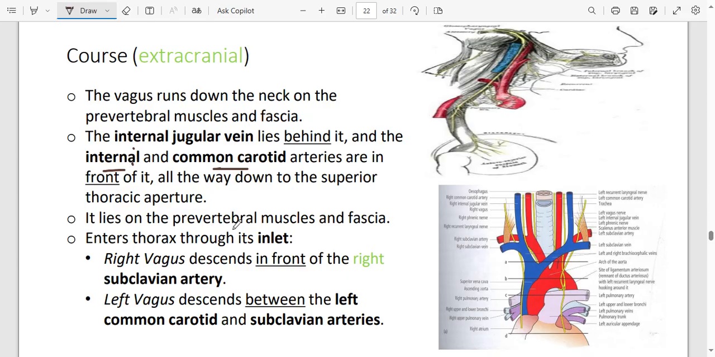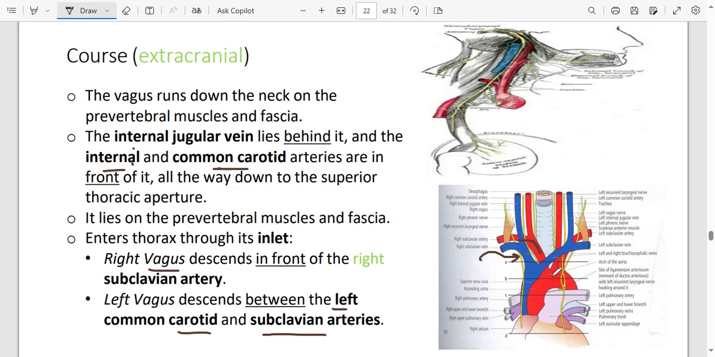And then it lies on the prevertebral muscles and fascia, and enters the thorax through its inlet. The right vagus, this is important, it descends in front of the right subclavian artery. The left vagus descends between the left common carotid and the subclavian artery. Hope you can see how the structure is. This is the one on the right. This is the vagus, which is in front of the right subclavian. Okay, this is the subclavian on the right, and it's in front. While the left will descend between the left common carotid.